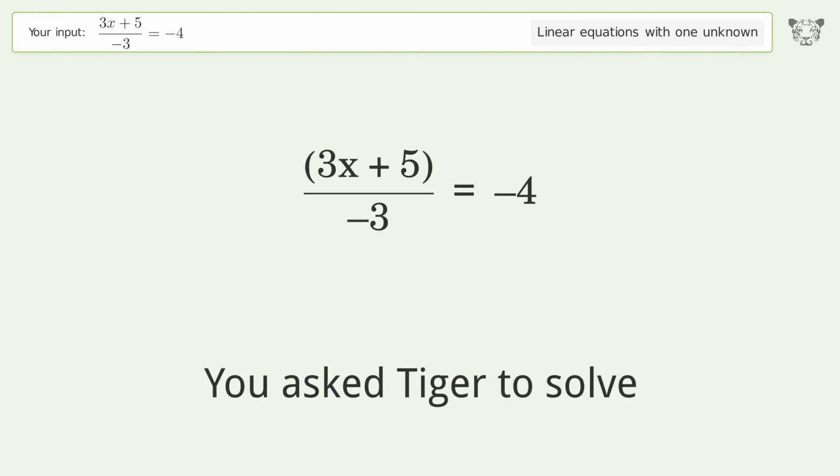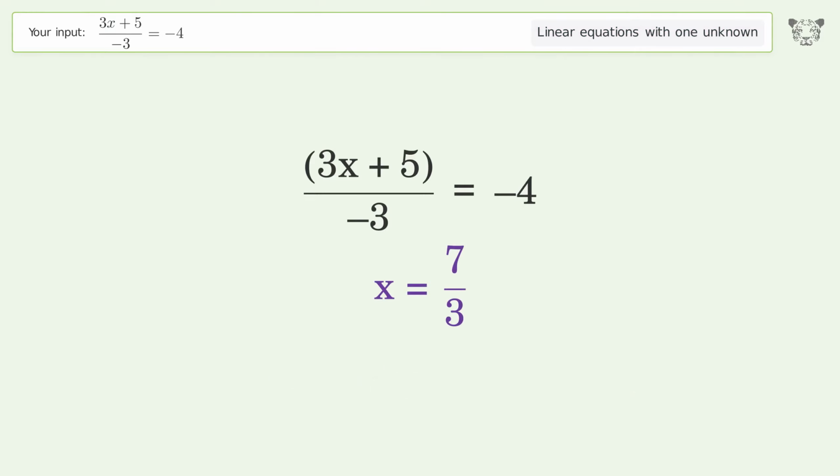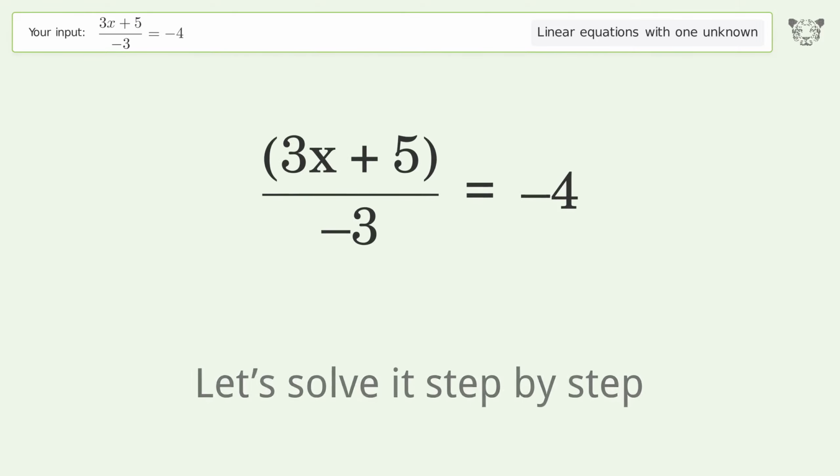You ask Tiger to solve. This deals with linear equations with one unknown. The final result is x equals 7/3. Let's solve it step by step.